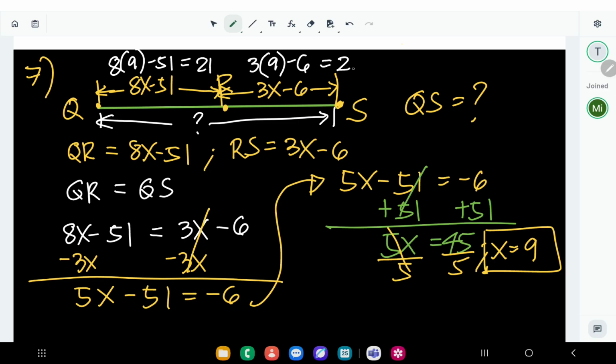Alright. Of course, they should have the same length. Therefore, the length of QS is just 21 plus 21, so that is 42.